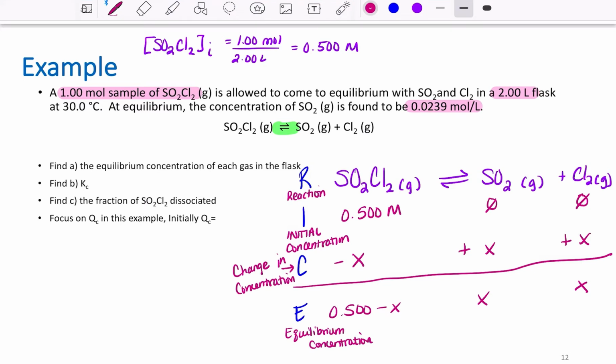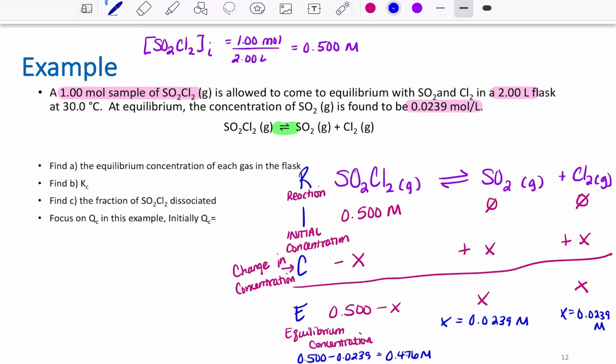How am I going to solve this though? Well, here's the thing. It tells me that at equilibrium, the concentration of SO2 is found to be 0.0239 molar. So I actually know what that value of X is. This equals X, which means at equilibrium, this also equals 0.0239 molar. And it means that equilibrium SO2Cl2 is 0.500 minus 0.0239, which gives me 0.476 molar.